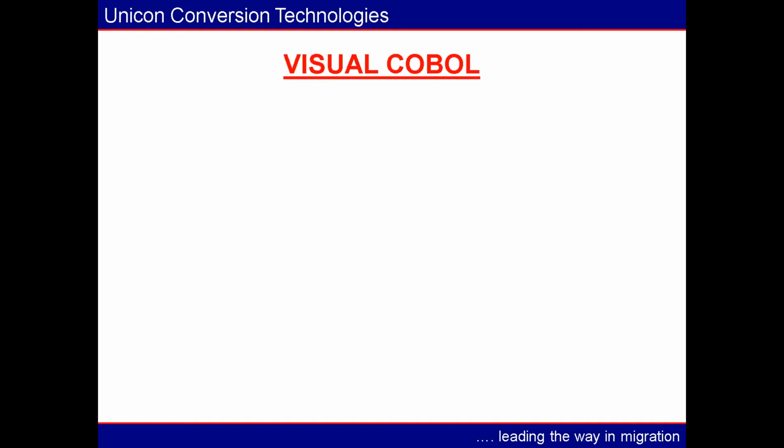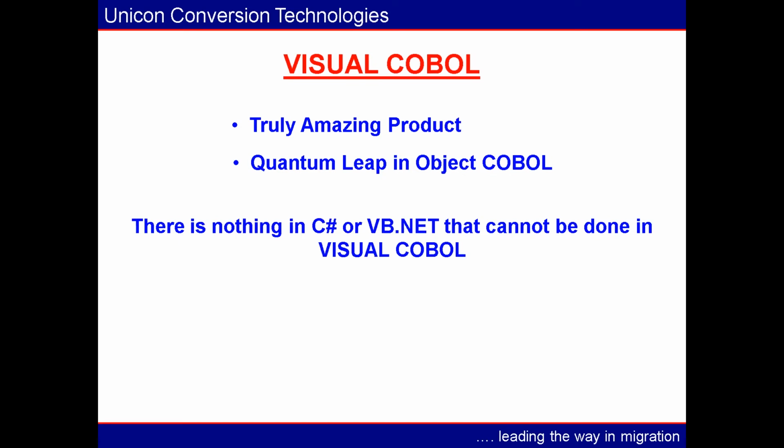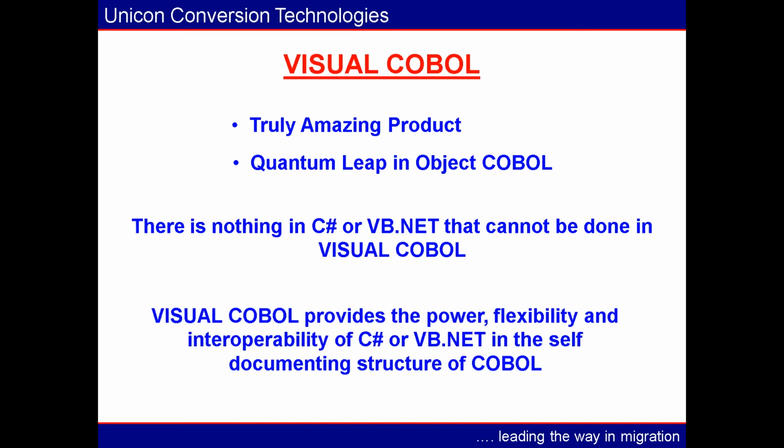You are probably very familiar with the C# and VB.NET programming languages, but perhaps not as familiar with Visual COBOL. Visual COBOL is a truly amazing product from Micro Focus. It is a quantum leap in object COBOL. There is nothing in C# or VB.NET that cannot be done in Visual COBOL. Visual COBOL provides the power, flexibility, and interoperability of C# or VB.NET in the self-documenting structure of COBOL.